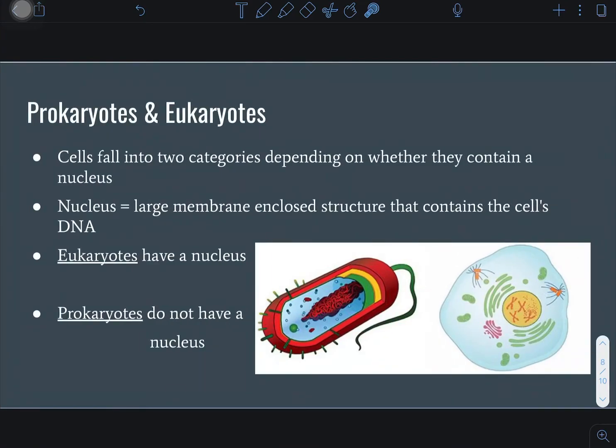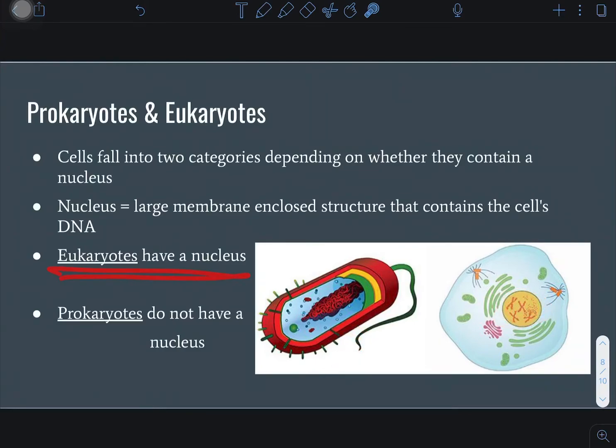So prokaryotic and eukaryotic, so we have 2 different categories, and really the thing we're looking for is whether they contain a nucleus or not. And what is a nucleus? It's a large membrane-bound structure that contains DNA. Eukaryotes have a nucleus. Prokaryotes do not. That's the distinguishing factor. This is a prokaryote. This is a eukaryote. Here is the nucleus right there. There is no nucleus in that structure.